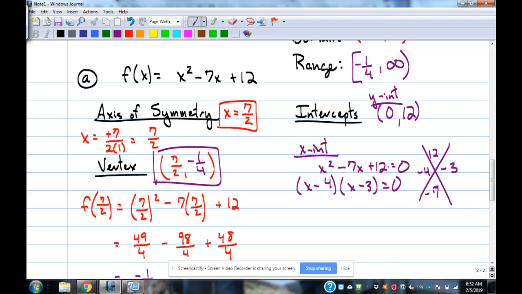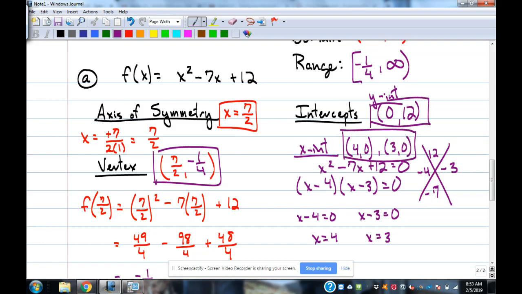And then what do you do with each of those factors? Set them equal to 0. So x minus 4 equals 0, x minus 3 equals 0, x is 4, x is 3. So we have x-intercepts at 4, 0, and 3, 0. So we have 3 intercepts for this graph. We would have gotten the same x-intercepts had we used quadratic formula. It does the same thing. Okay? So be aware that that is the same thing. How can we verify that all this stuff is happening?